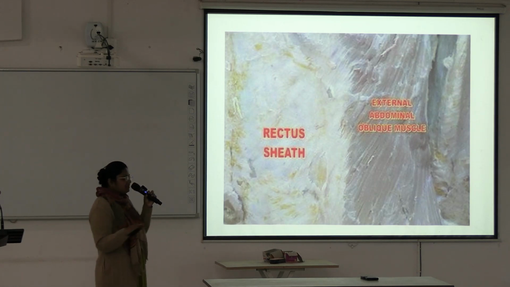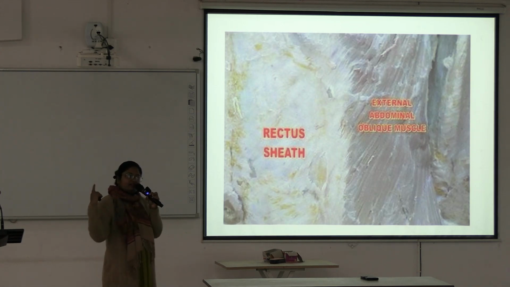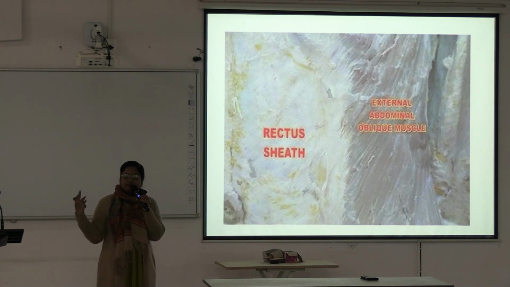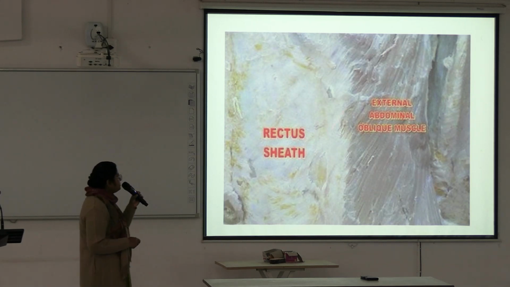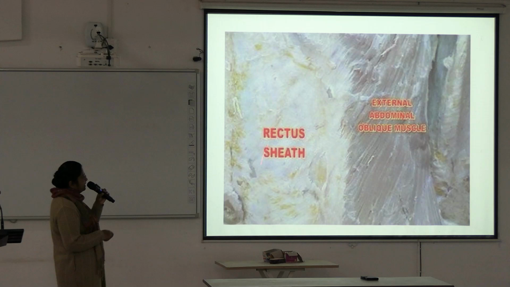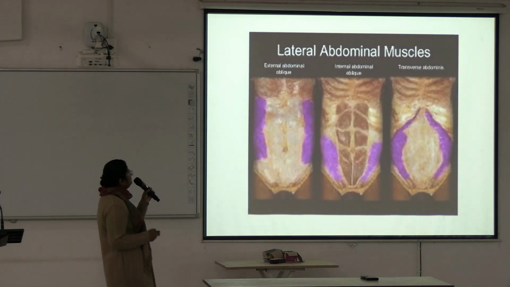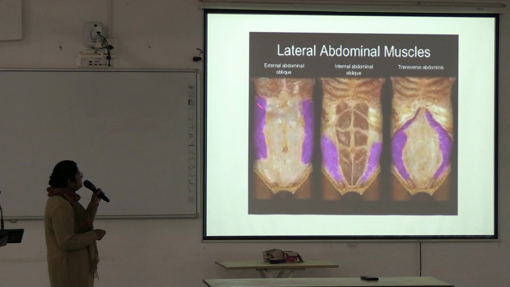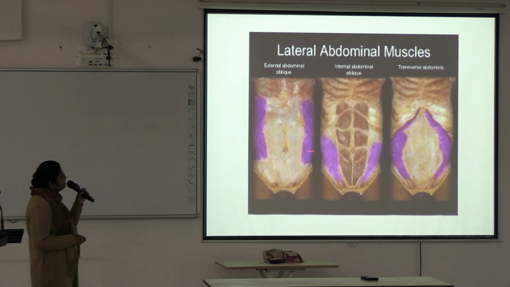Okay, they're very thin muscles, like you have seen in your thorax, slightly thicker than the intercostal muscles. So the external oblique muscle is forming the aponeurosis here and forming the rectus sheath near the midline. Next, so this is the location of external oblique.